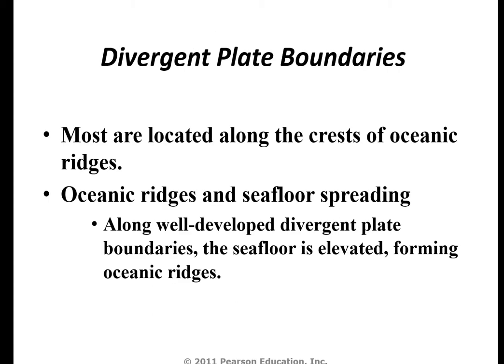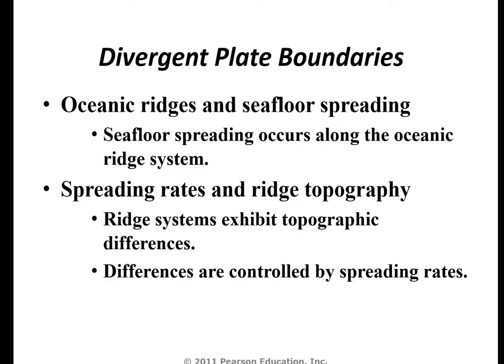Now, most of these boundaries are located along the crests of oceanic ridges and the seafloor spreading. Along with well-developed divergent plate boundaries, the seafloor is elevated, forming oceanic ridges. So seafloor spreading occurs along the oceanic ridge system, and different ridge systems exhibit topographic differences, and these are controlled by the spreading rates of the 2 plates.